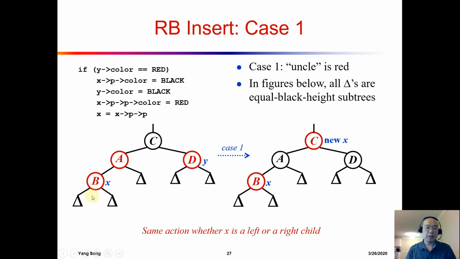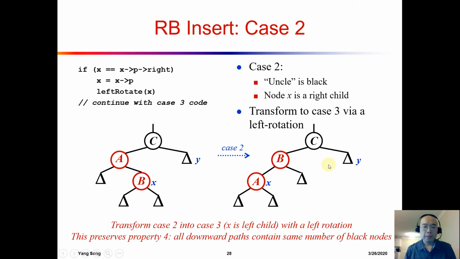We are still going to color the X and the grandparent red. So B, which is the X, and the grandparent are red, and then the parent and the uncle are both black. In case one, it doesn't really matter whether the new node X is a left child or a right child. For the new node X and the grandparent, we color both of them red, and for the parent and uncle, we color them black. Then we assign the new X to the grandparent, and we fix the tree all the way up.